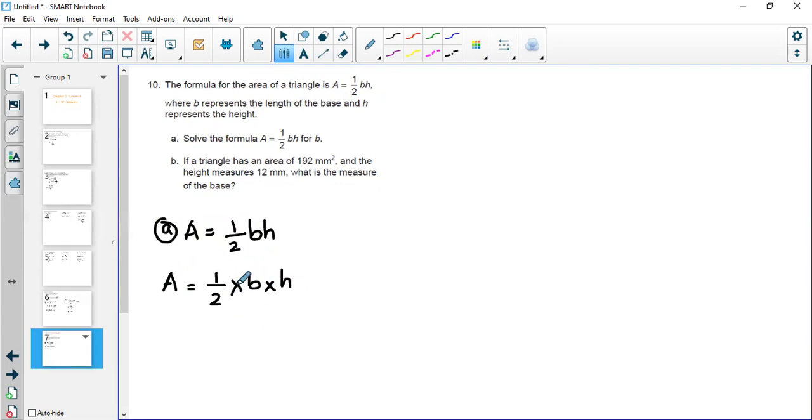Okay. What does this BH half mean? Half multiplied by B multiplied by H. Okay. Now, to remove the half and H from here, we have to do the opposite, right? So that becomes A divided by half. We are solving for B, so that means we have to remove the H also.